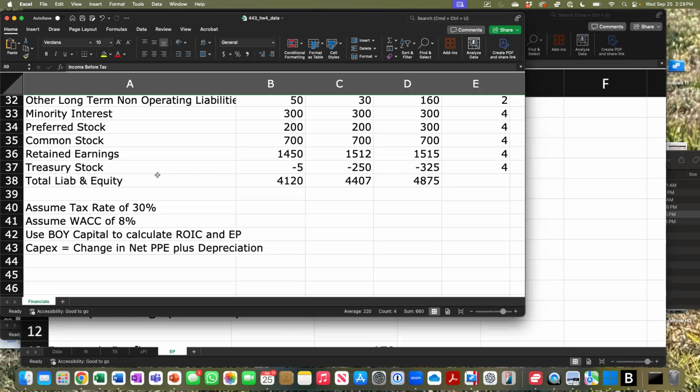So other than that, this is the assignment. I gave you WACC, gave you the tax rate, told you to use BOI capital for ROIC and EP, and I gave you a formula for capital expenditures if you need it. But regardless, this is the assignment. Questions? This is homework 4. Due Monday, at 10 a.m.